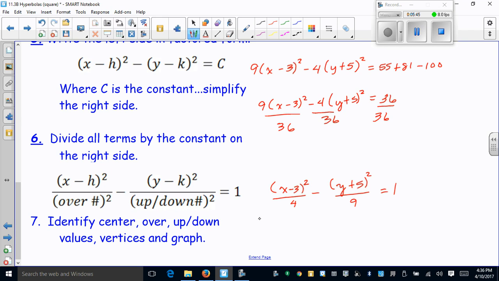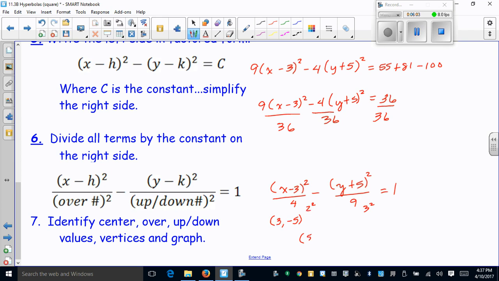This guy here is 2 squared. There's my over number. Up, down is 3 squared. And your vertices, 3 plus 2 gives us 5, negative 5. And 3 minus 2 gives us 1, negative 5.